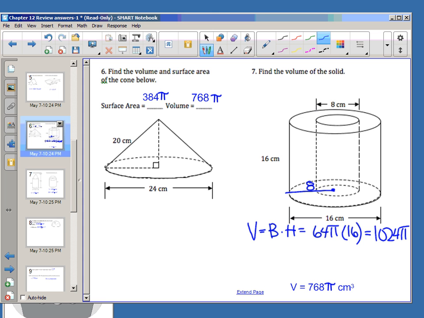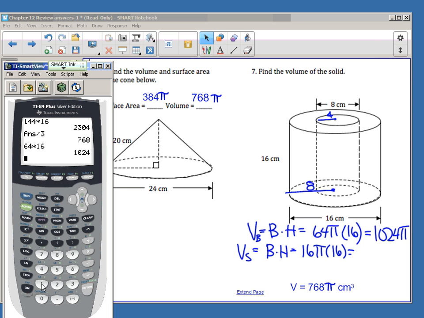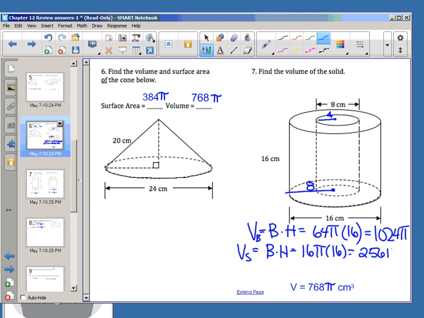Okay, and I'm going to find the volume of the small one now, which is still going to be base times height, but the radius on that one is only 4, so the base area is 16 pi times 16, because that's the height. 256 pi. And I'm cutting out that cylinder, so I'm going to subtract it, so I get 768 pi. That's the one way. Both ways are pretty quick, actually.